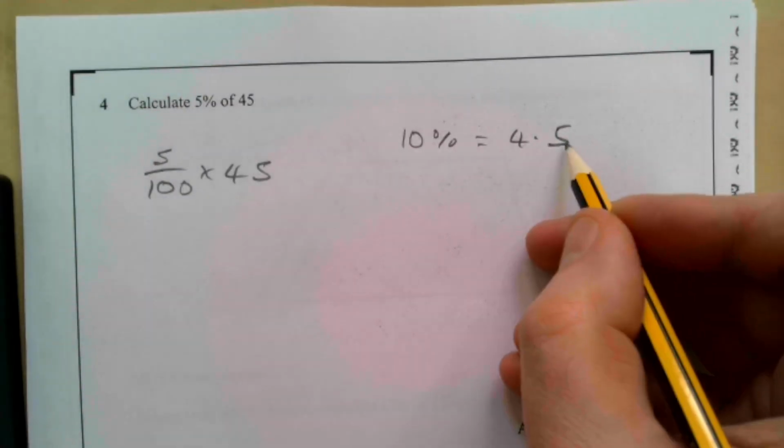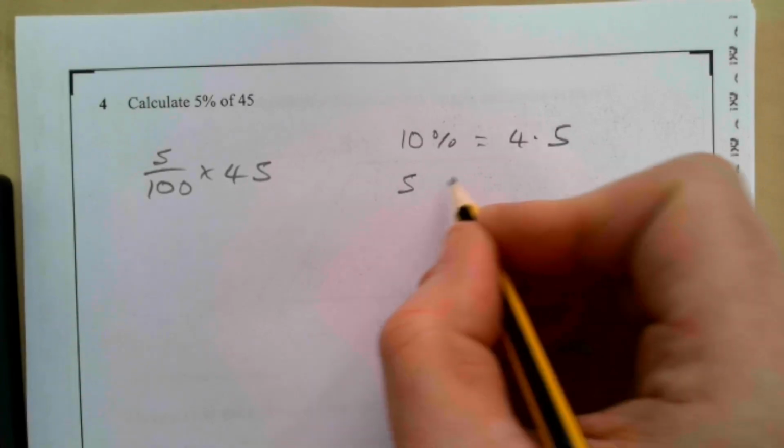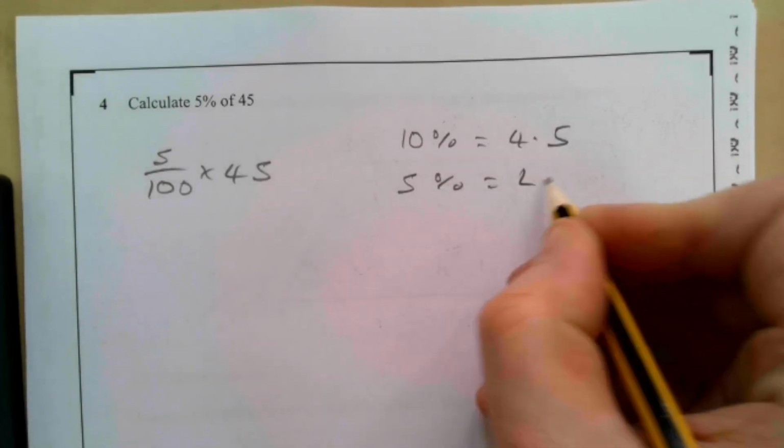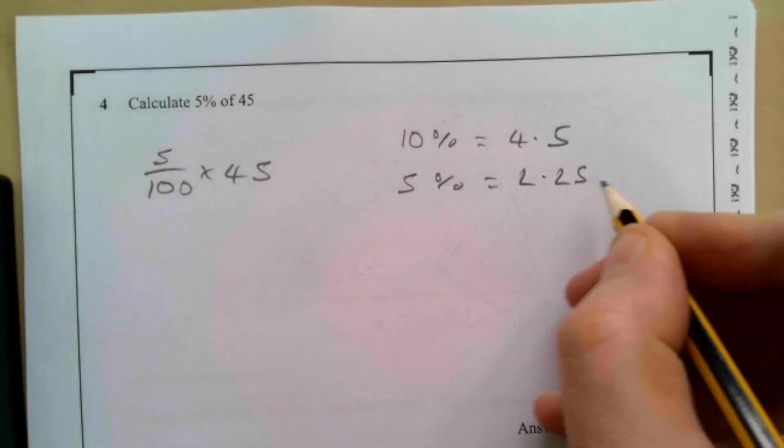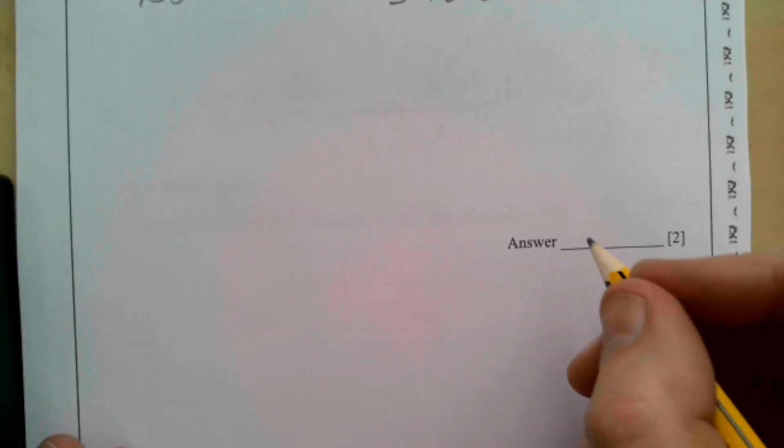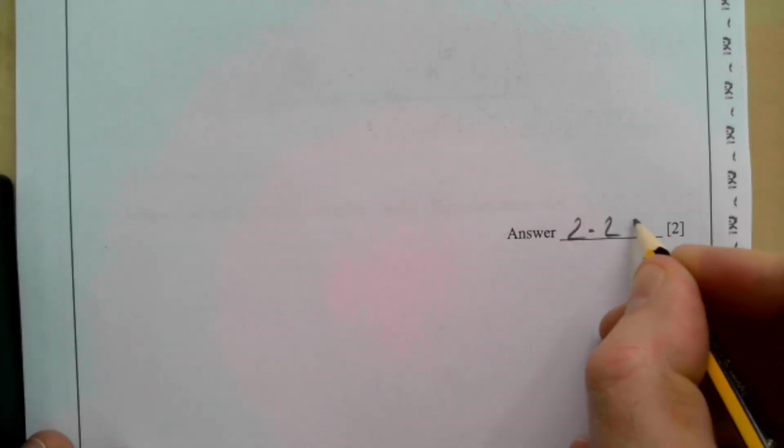So what's half of 4.5? Hopefully we can see then 5%. 4.5 divided by 2 is going to be 2.25, or 2 1/4. So my answer then would be 2.25.